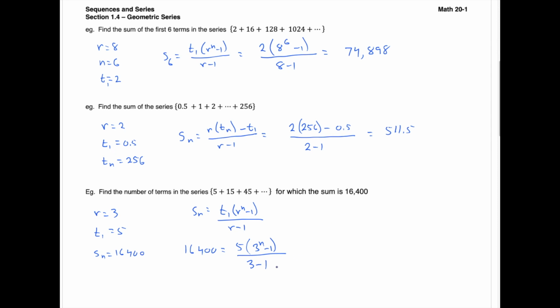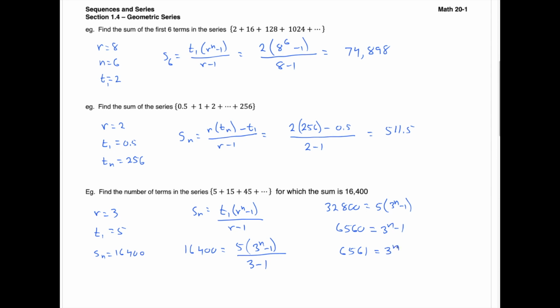So here I can multiply that 2 times that 16,400. I'll end up with 32,800, and that's going to be equal to 5 times (3 to the n minus 1). I can move that 5 over, so dividing by 5, I'll get 6560 equals 3 to the n minus 1. If I add the 1 to both sides, I'll get 6561 equals 3 to the n.